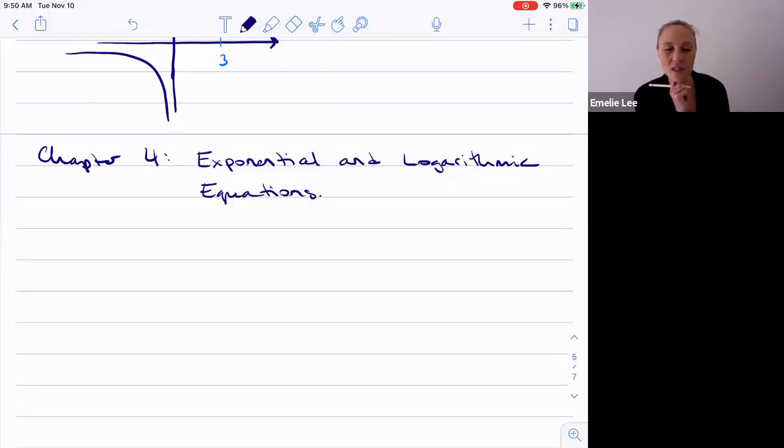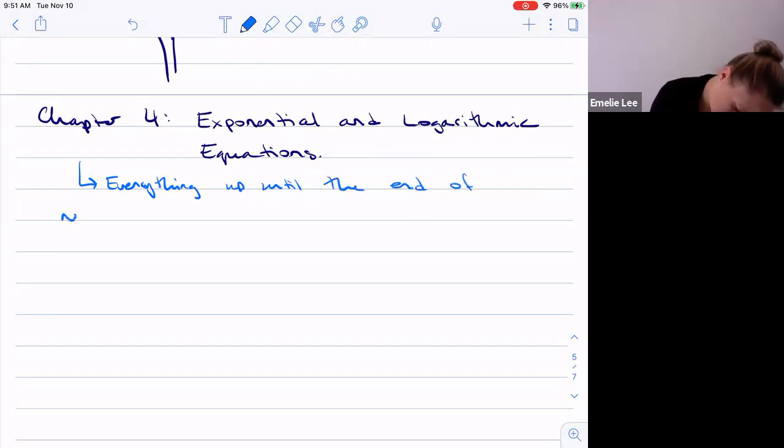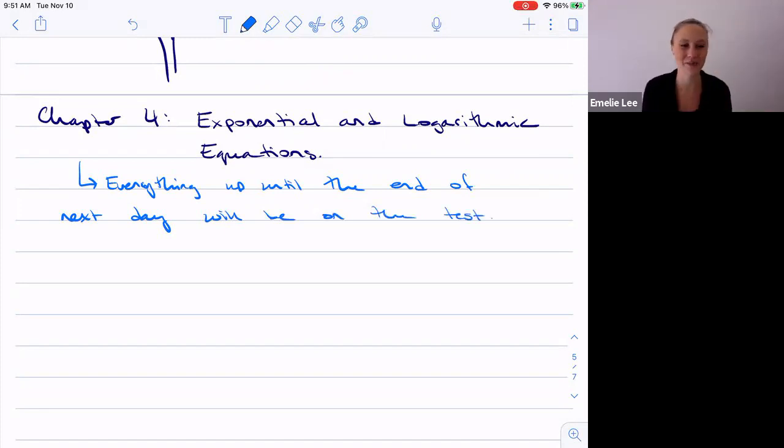So exponents and logs are usually, oh yeah, so chapter 4 is, do you mean chapter 4, Kayla? Yeah. So chapter 4 up until the end of next day will be on the test. Okay, so because we're just kind of establishing exponents and logs, everything up until the end of next day will be on the test. Good.